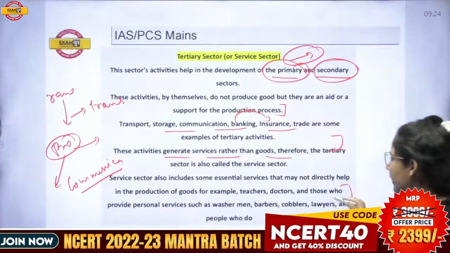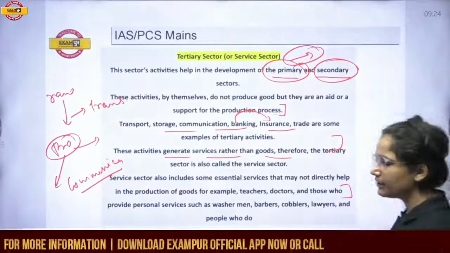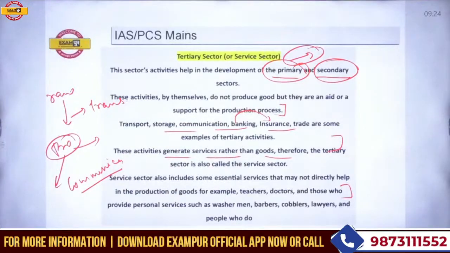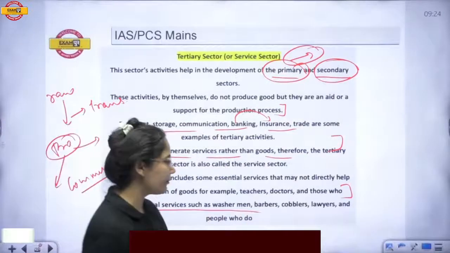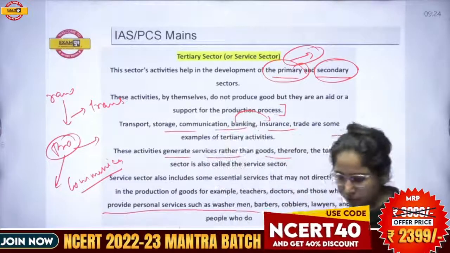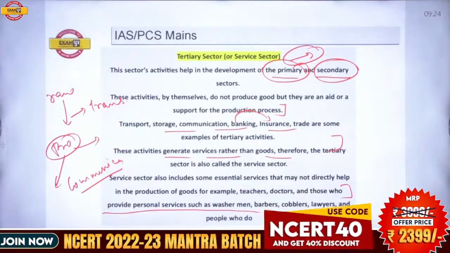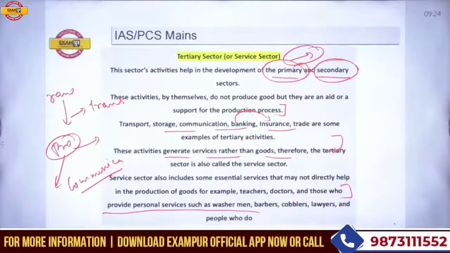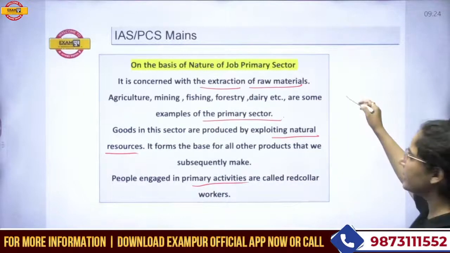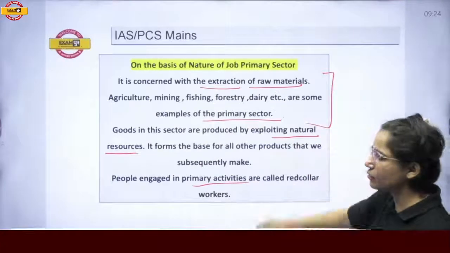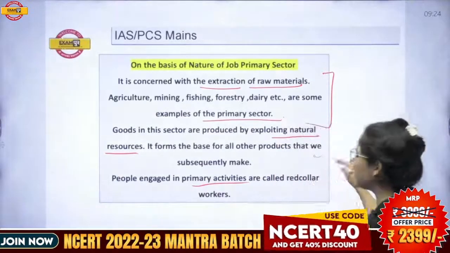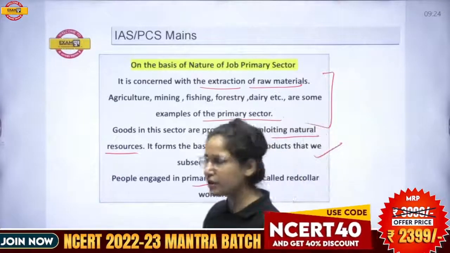Okay, so other fields we can include in the process of goods and services. Services such as teachers, doctors, and those who provide personal services like washermen, barbers, everything, would be included. These are the intangible assistance which is provided to the economic agent. Okay, so these three we have studied. These are the nature of the job. This is the direct extraction of resources from the planet. As we are extracting directly from the planet, it is exploiting the natural resources.